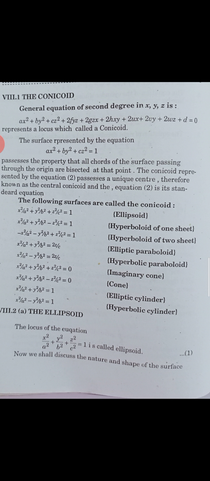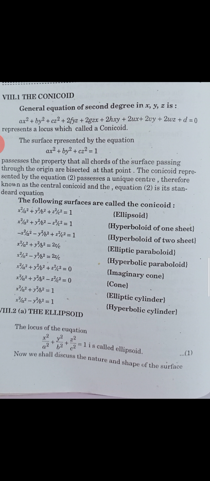Today we will discuss some quadratic curves. The first is conicoid. The general equation of second degree in x, y, z is ax² + by² + cz² + 2fyz + 2gzx + 2hxy + 2ux + 2vy + 2wz + d = 0, which represents a locus called a conicoid.